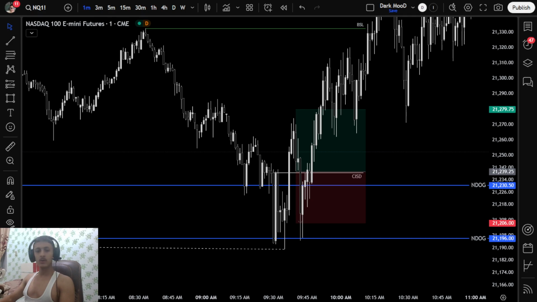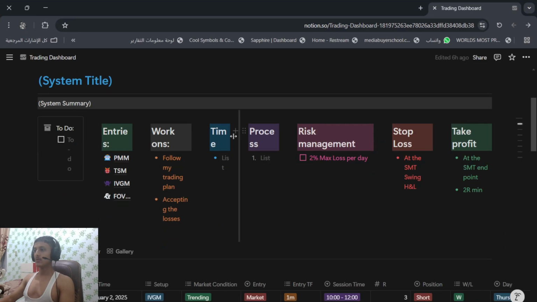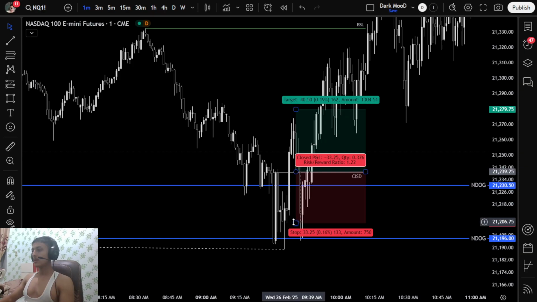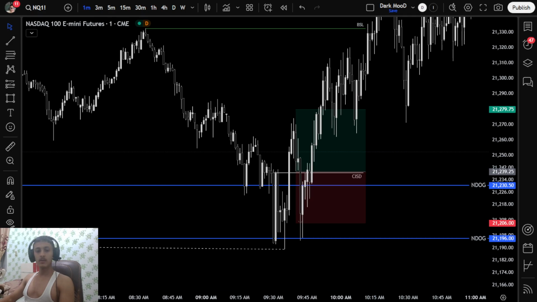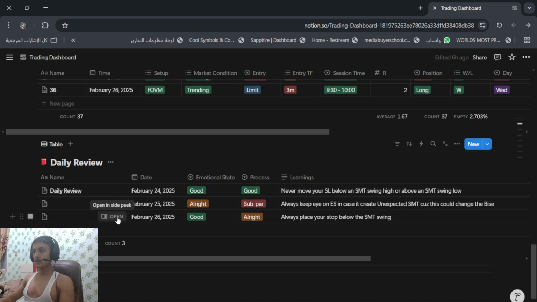And if you go to my trading dashboard, which is my trading journal and my trading plan, it is right there. Stop loss at the SMT swing high or low. So I break it and I get stopped out right there. But the good thing that I did, which I wrote down right here.